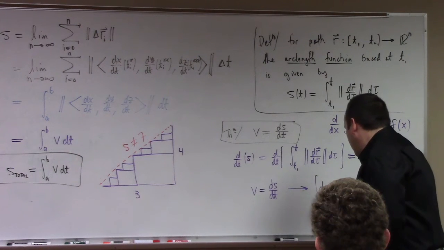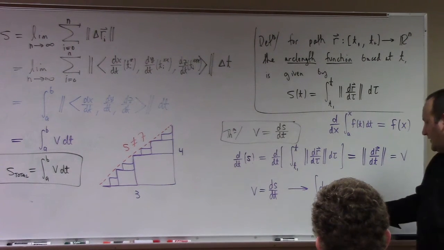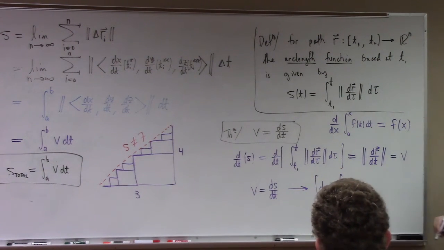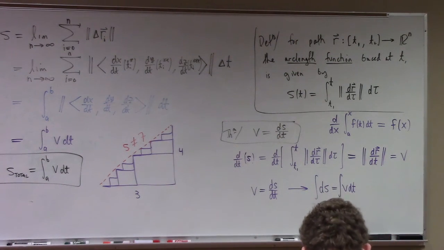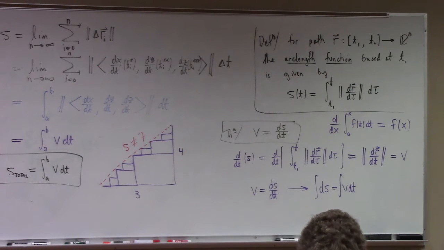So if you want to calculate the arc length, integrate the arc length, how do you do that? Well, you integrate the speed times dt. That's how you actually do it. But I've derived that v is equal to ds/dt today.